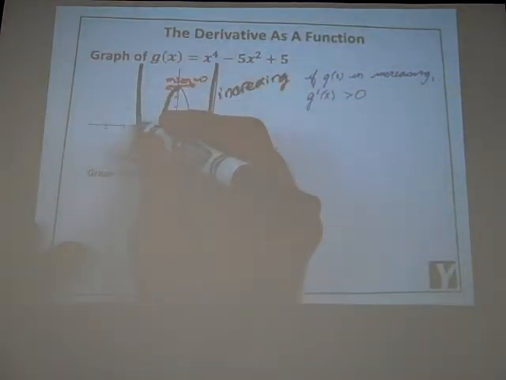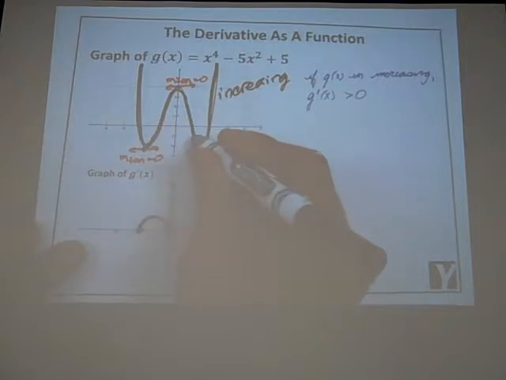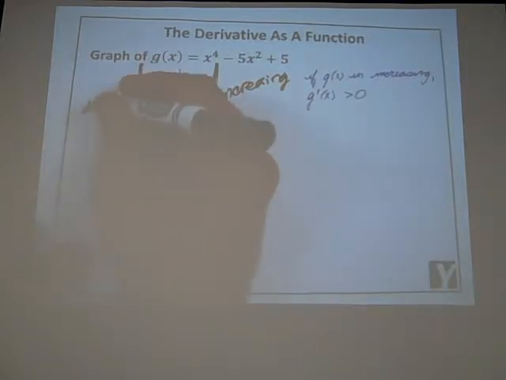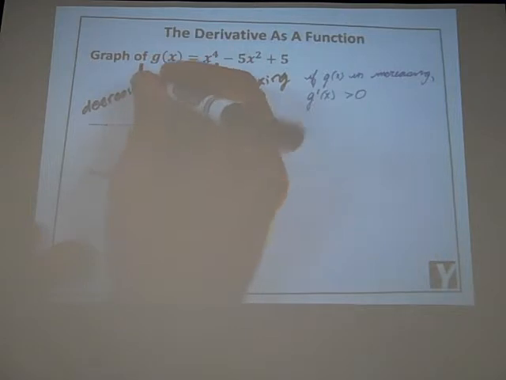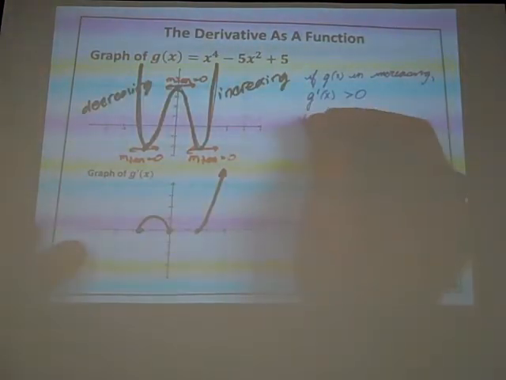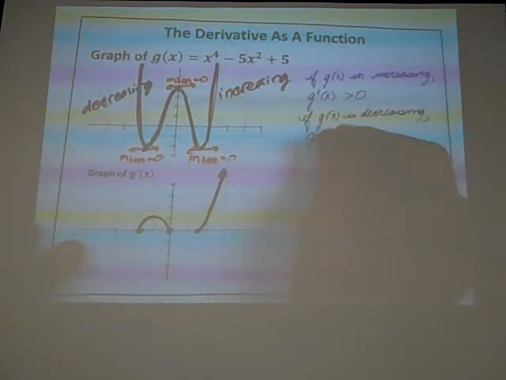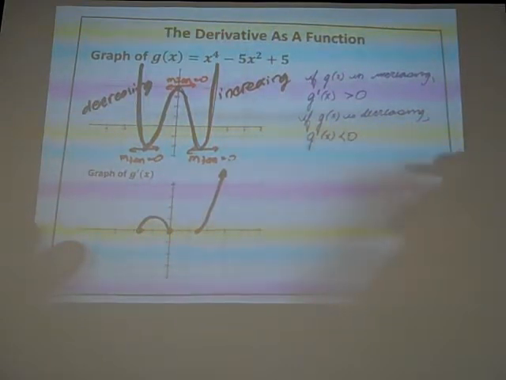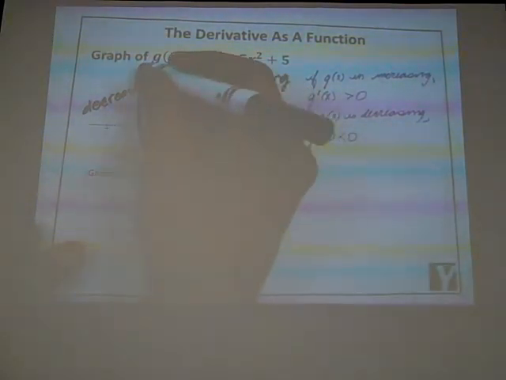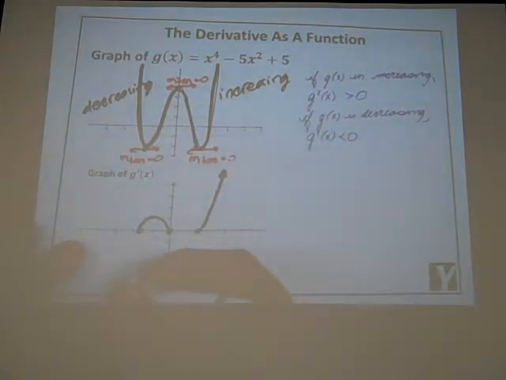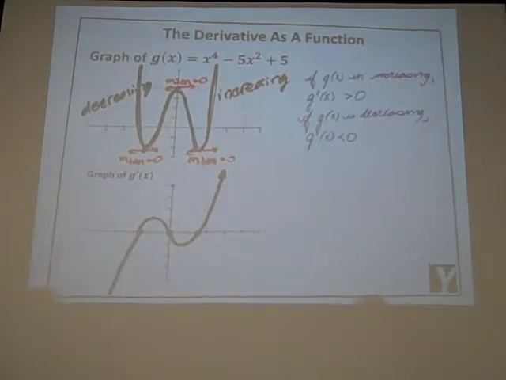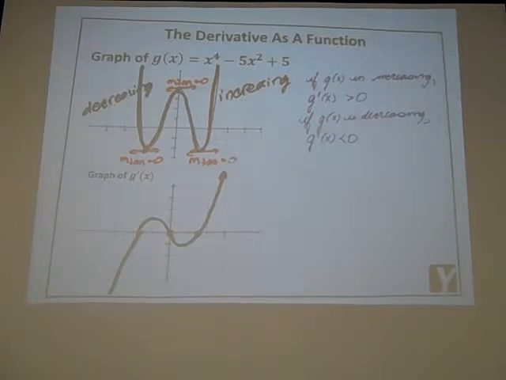I know that my function is decreasing. I'm tracing that in black. Well, what does it mean for the function to be decreasing? If g of x is decreasing, then the derivative must be negative. So anywhere where the function is decreasing, the derivative will be negative. It'll be negative until I hit there. It'll be negative over there. That is the graph of the derivative.